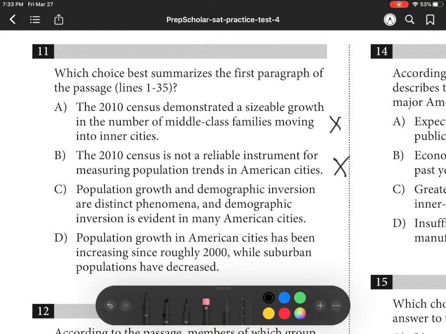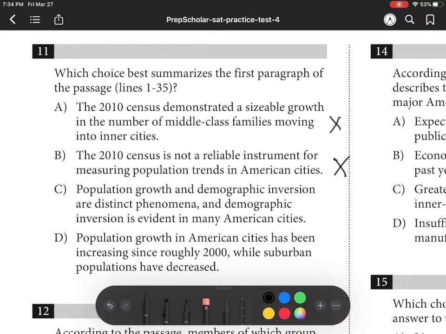C, population growth and demographic inversion are distinct phenomena, and demographic inversion is evident in many American cities. Well, this is exactly what the author is trying to get at in this first paragraph. He starts off talking about the census and population growth, and then moves on to talk about actual demographic inversion and the differences in the populations that are moving to cities and moving to suburbs.